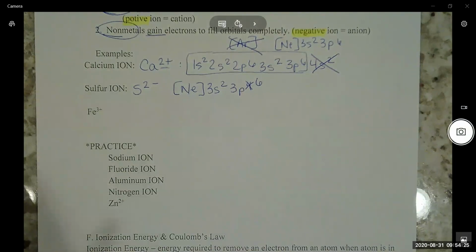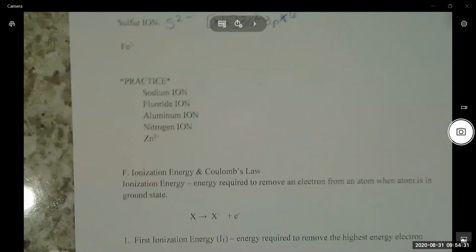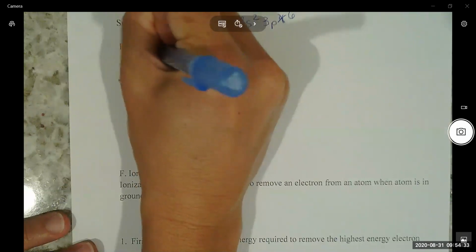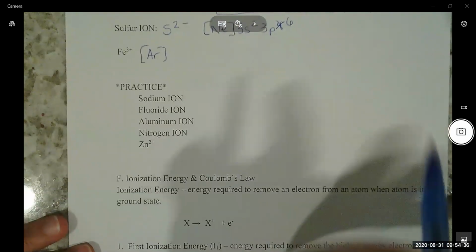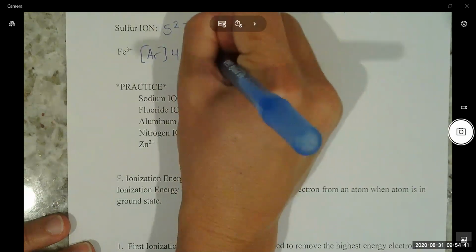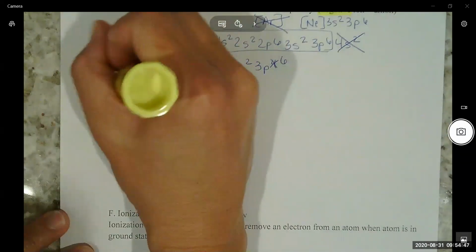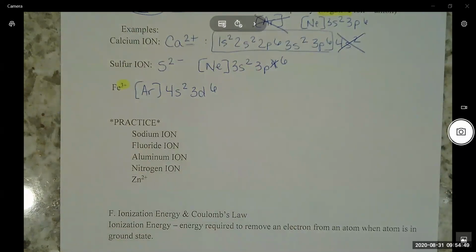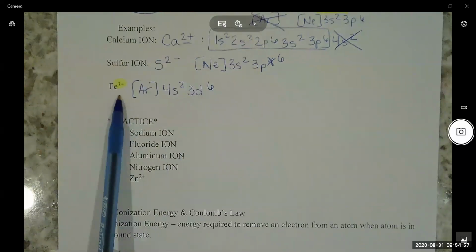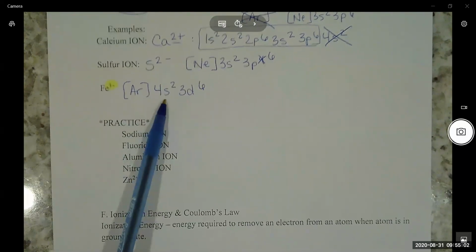All right, let's talk about iron. We did iron, right? Yes, we did. Going back to iron, just the iron atom was argon 4s2, 3d6. This is tricky and it always messes people up, but it's on the AP test a lot, so really make sure you understand this. Transition metals lose their valence electrons first. We talked about which ones were the valence electrons. They're the ones in the highest energy level.